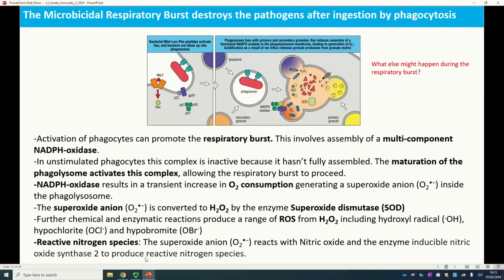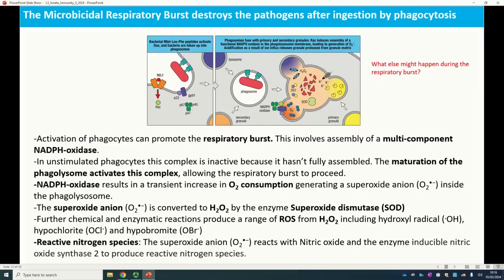But we'll also get production of reactive nitrogen species. So you can imagine this makes a really hostile environment within that phagolysosome, which will degrade and destroy any sort of pathogen that has been phagocytosed. But can you think what else might be happening during this respiratory burst?